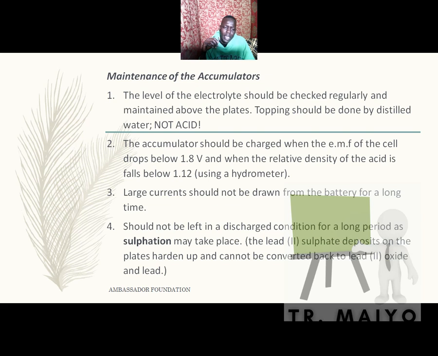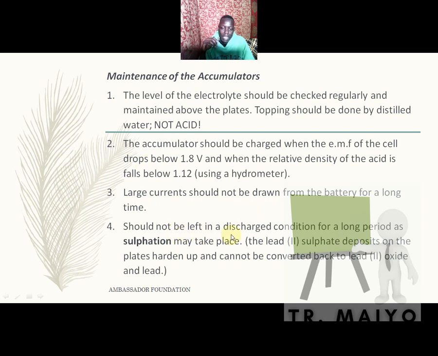The accumulator should be charged when the EMF of the cell drops below 1.8 volts and when the relative density of the acid falls below 1.12. We measure relative density using a hydrometer. Large currents should not be drawn from the battery for a long time. That one we have said. It also applies to the dry cells.